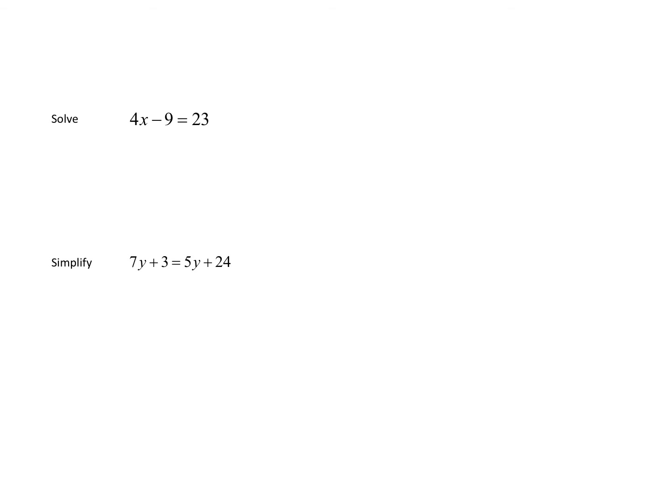Now let's look at some solving linear equations. Think of it like a balance or a scale. If you add 5 grams to one side of the scale, to keep the balance you have to add 5 grams to the other side. So in this case, if we want to move the 9 over, we need to add 9 to the left-hand side. But if we add 9 to the left-hand side, we also have to add 9 to the right-hand side. So we get 4x minus 9 plus 9, which is just 4x, and then 23 plus 9, which is 32. Now we can divide both sides by 4. And then x equals 8.